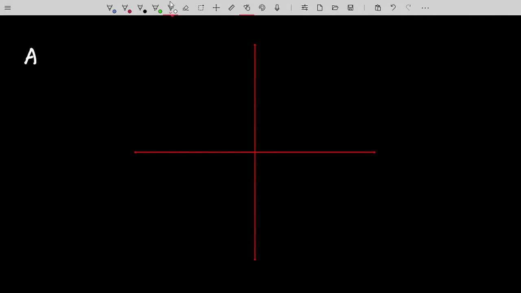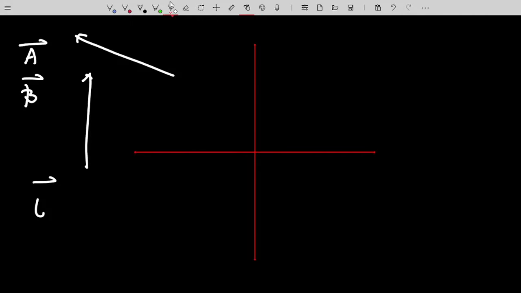Let's try to have another example. Now what if we have your first vector like this one, and your second vector is actually like this one, and your third vector is actually like this one. Now how should we do it? Now we know that it has three vectors, so we can only do the head to tail method, and the parallelogram method is not applicable for this one. Now let's try to do it.